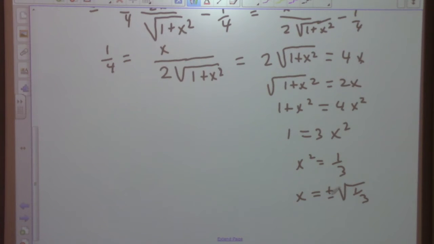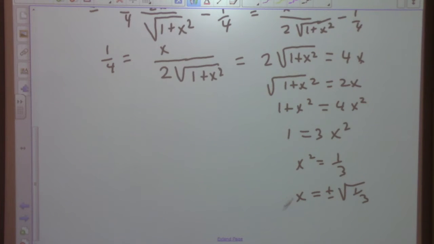I got x equals plus or minus the square root of 1/3 of a mile. Does that look right? Yes. That's where I was getting. That's where you're getting? It's just a process, and that's going to be the square root of 1/3 of a mile. What is that going to be when you work that out?